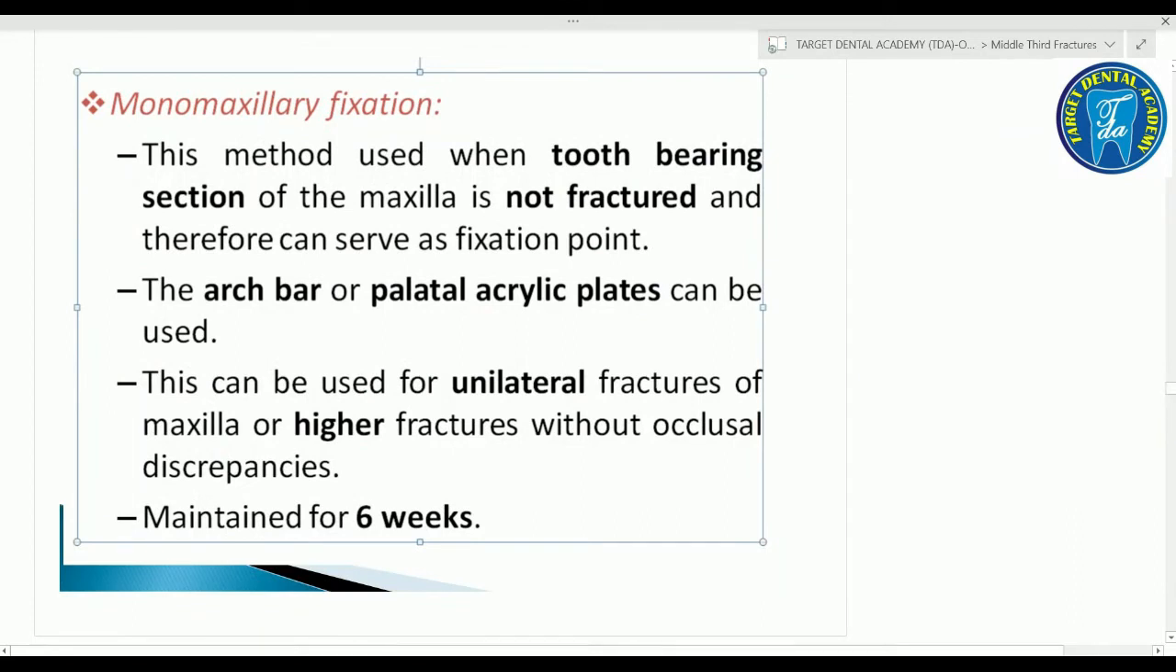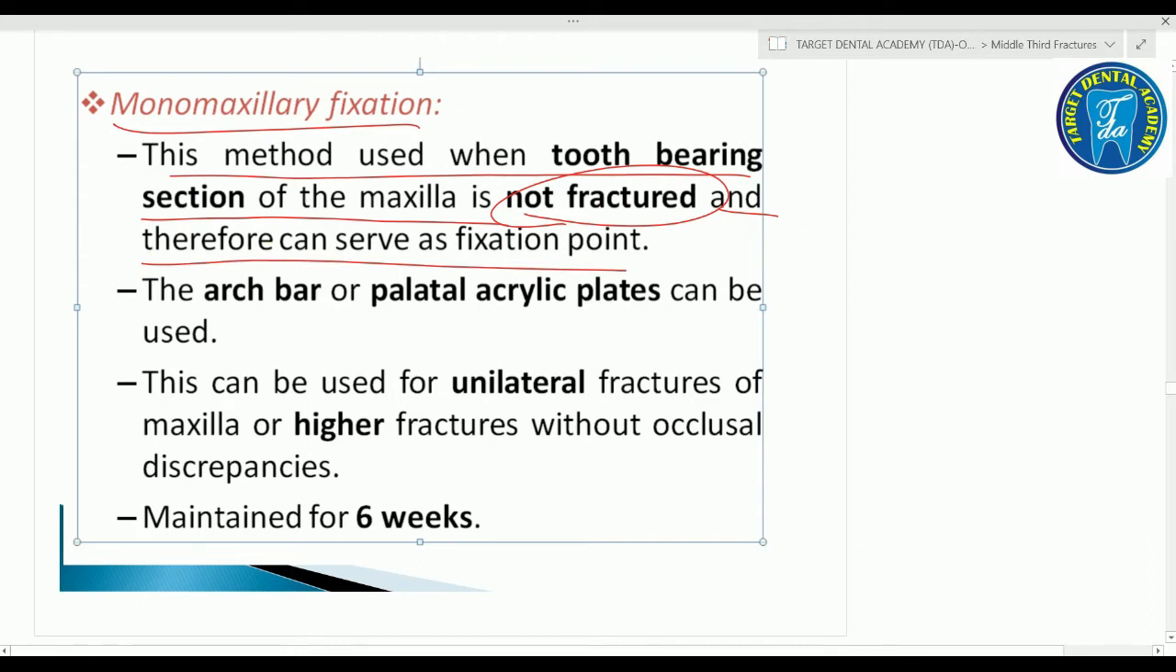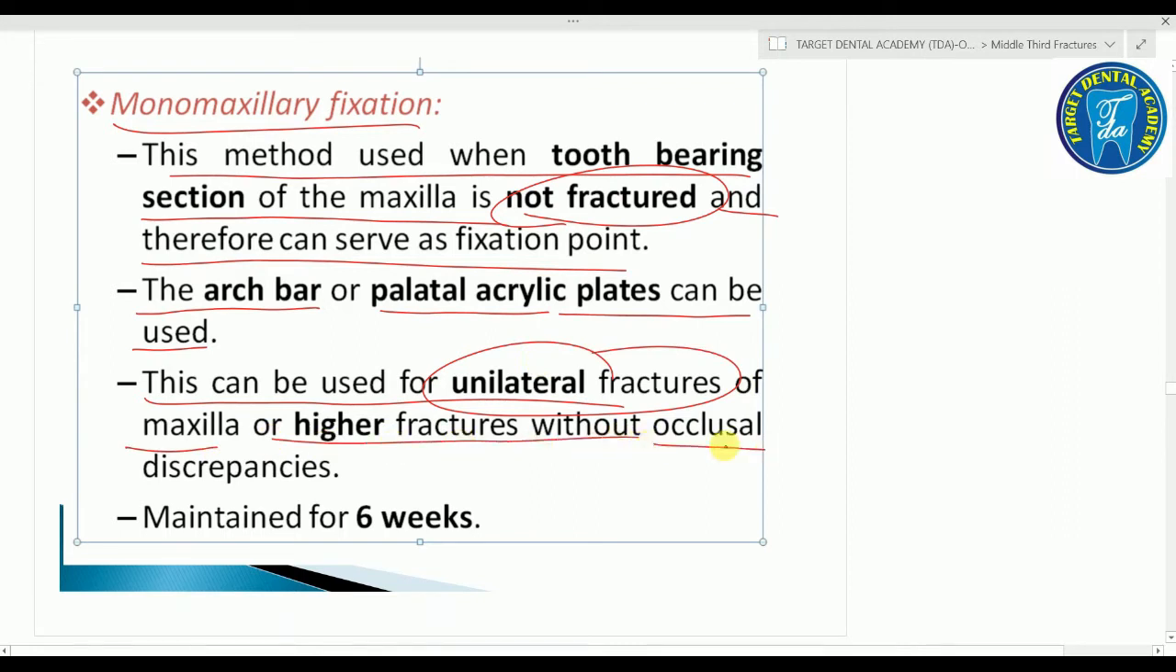Next is monomaxillary fixation. This method is used when the tooth-bearing section of the maxilla is not fractured and can therefore serve as a fixation point. In this, an arch bar or a palatal acrylic plate can be used. This can be used for a unilateral fracture of the maxilla or a high fracture without occlusal discrepancies. It is maintained for 6 weeks.